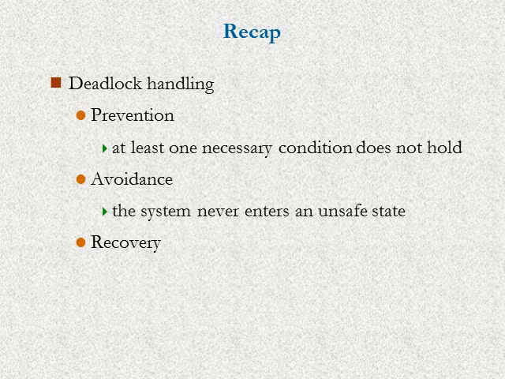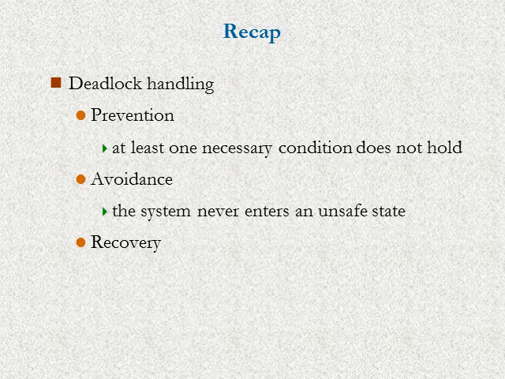In the previous lecture, we discussed some methods to handle deadlocks. We discussed that there are at least three broader ways through which deadlocks can be handled in a system. They include prevention, avoidance, and recovery. By prevention, we mean that out of the four necessary conditions for a deadlock, at least one of those conditions does not hold.